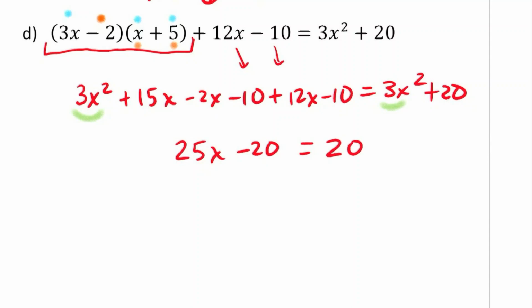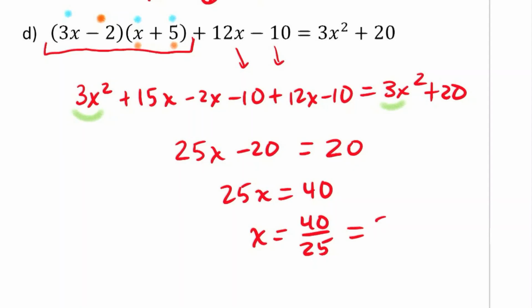If I add 20 to both sides, 25x is the number 40. And if I divide both sides by 40, I get that x is 40 divided by 25, which reduces to 8/5. So x is 8/5 is the answer for part D.